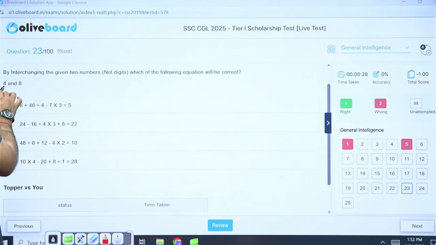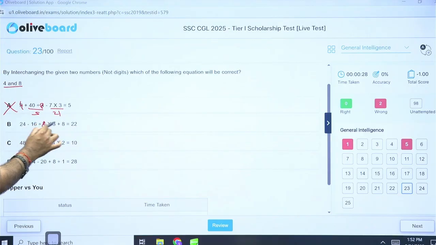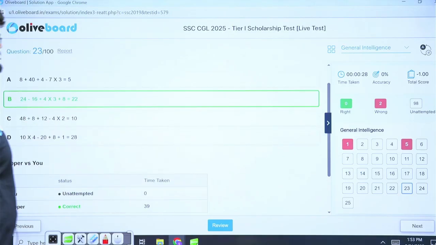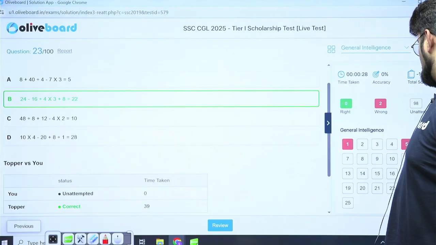So you have to check 4 and 8, you have to change. Okay. If I put 8 here, so this will give me 5. This will be 4. This will be 8. This will give me 5. 4 plus 5 minus 21. Nowhere is going to give me 5. This is not correct. Okay. 16 divided by 8 is going to give me 2. 2 into 3 is going to give me 6. So 24 minus 6 plus 4. It's 22. Option B is the right answer. Okay. Partial calculation.